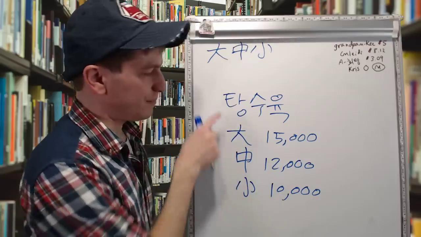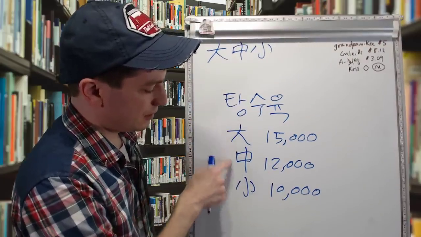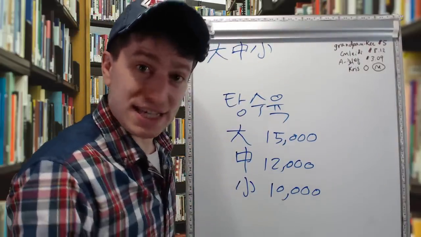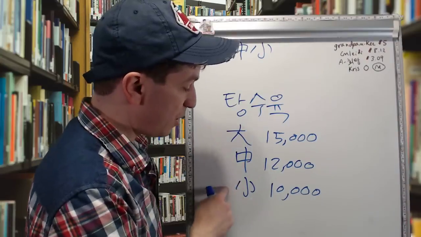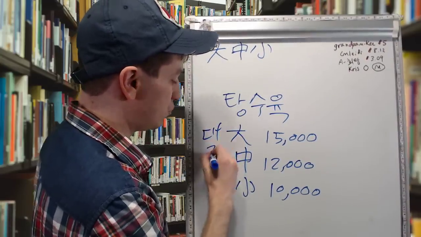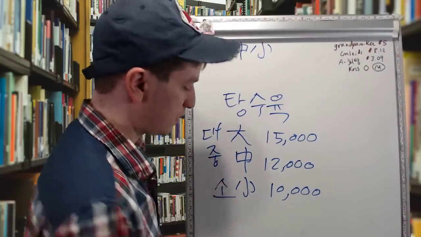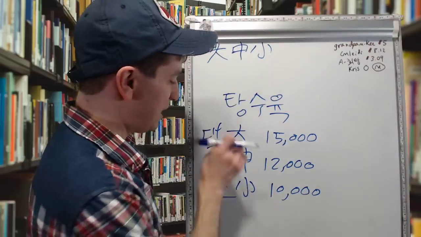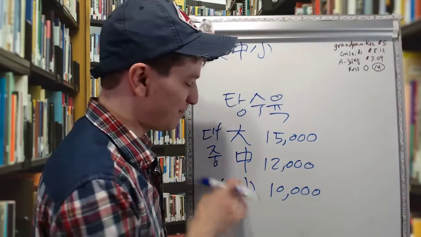This is what you'll see on the menu, 탕수육. Now, Koreans can all read this. They know big, medium, small. So 대, 중, 소. And that's how you can order it. Big, so a large, a medium, and a small.